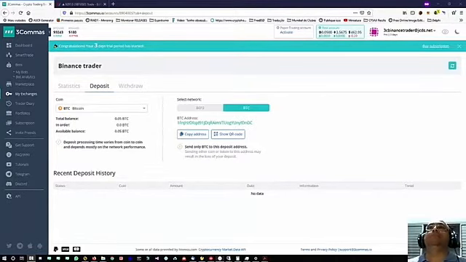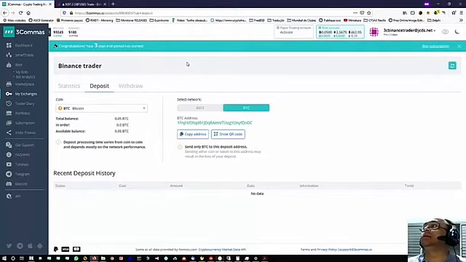Okay, here we are. After a few minutes, I get my deposit on my Binance Trader account. So I have 0.05 Bitcoin. It's also showing here. It's like $462 at current Bitcoin price, which is 9,243. So now that I have funded my Binance Trader account, I can proceed with my trader strategy.